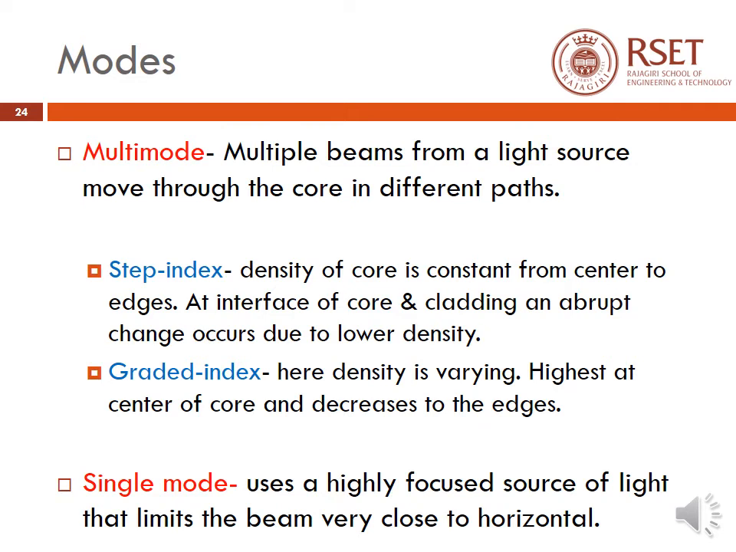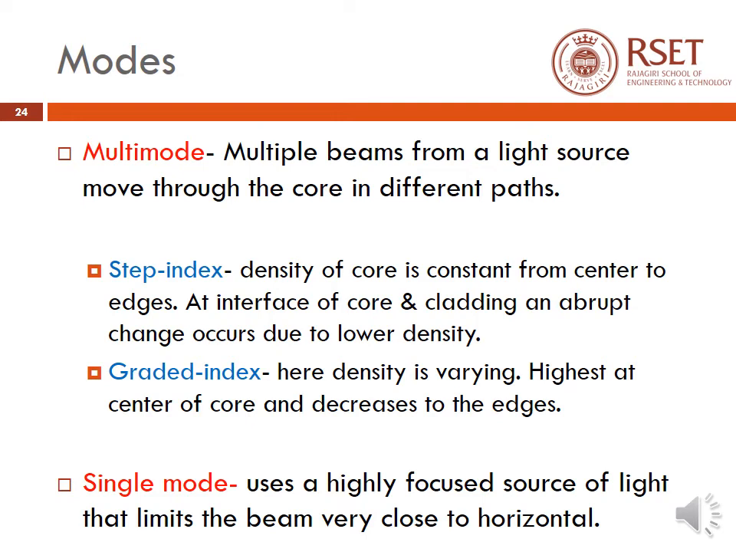In multi-mode step index, the density of the core remains constant from the center to the edges of the fiber, and a beam of light that is moving through this constant density in a straight line will reach its destination properly. But at the interfaces, there is an abrupt change due to a lower density, which will alter the angle of the beam's motion. And that is why the term step index is used, so as to refer to the suddenness of this change, which contributes to distortions of the signal as it passes through the fiber.